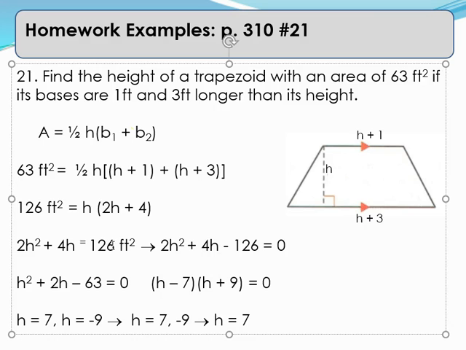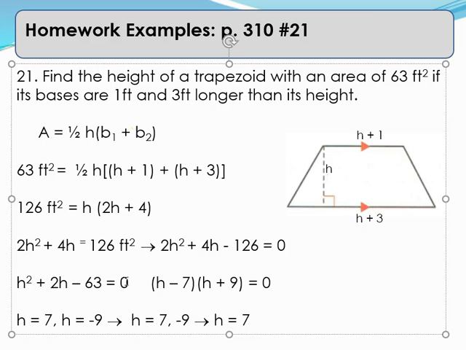This is a quadratic equation. When we have quadratic equations, we set them to 0, and we solve for both answers. So what we do is subtract 126 from both sides to set it to 0. And now we look for anything that we can simplify, and we can divide all three of these terms by 2. And we end up with h squared plus 2h minus 63 equals 0.